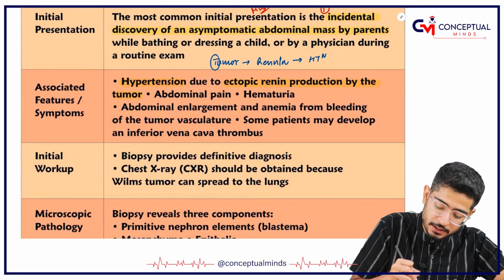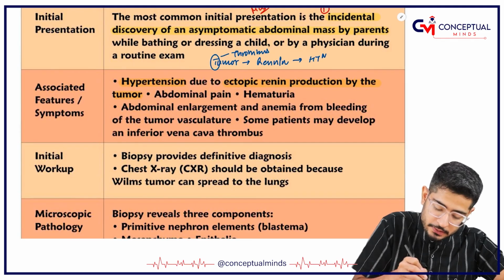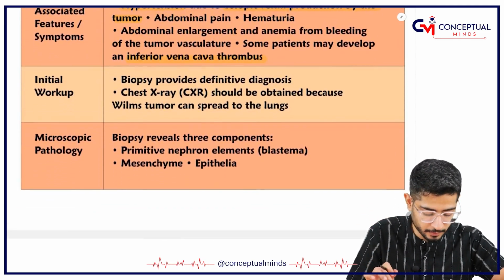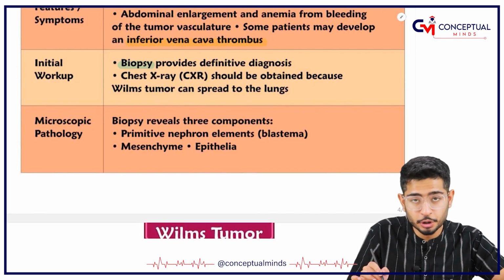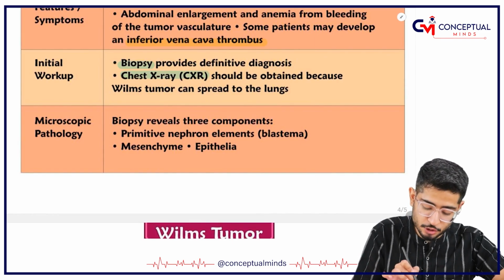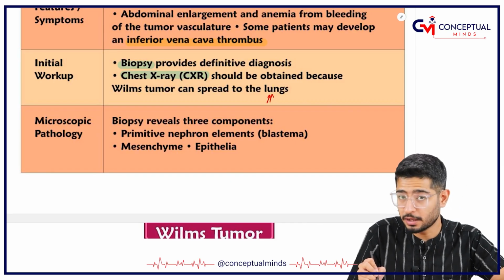Also, this Wilms tumor, T for tumor, TH for thrombus. Thrombus can also occur, can also get formed. So inferior vena cava thrombus can also get formed. So biopsy is the one which you have to do in order to give the definitive diagnosis. And chest X-ray should be performed because it can cause its metastasis to go into the lungs.